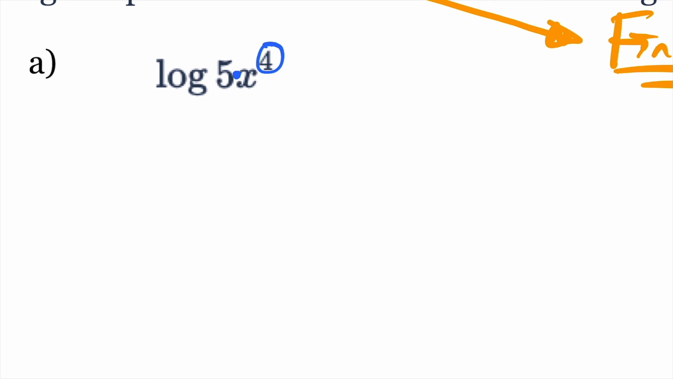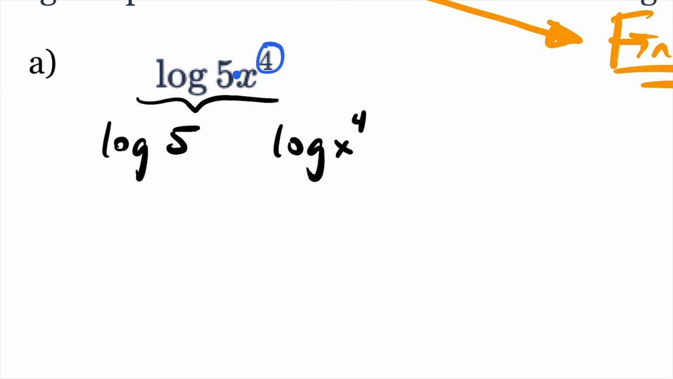So product property says to split up 5 and x to the 4th by giving them each a log and a plus sign in the middle. That's what I'm going to do. So 5 gets a log, x to the 4th gets a log, and they get a plus in the middle. Okay? There's no more multiplication now. The only other multiplication is exponents. That's a different property. So now what am I going to do with the exponent?